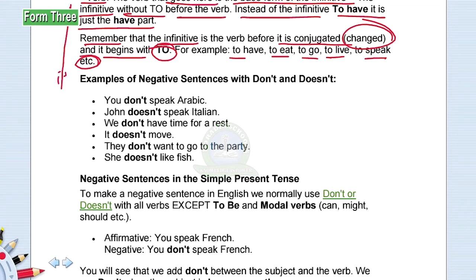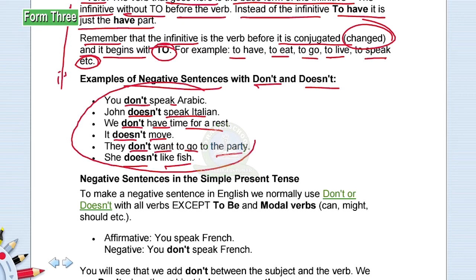And let's take this example of negative sentences with don't and doesn't. You don't speak Arabic. John doesn't speak Italian. We don't have time for rest. It doesn't move. They don't want to go to the party. She does not like fish. These are negative sentences with either don't or doesn't.